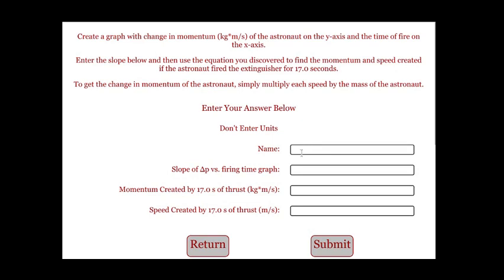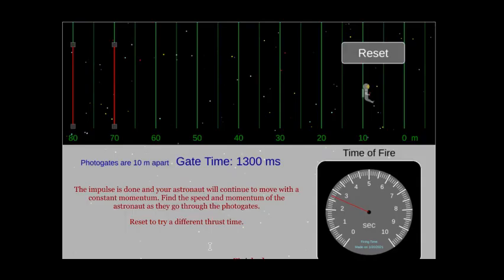But when you enter all this information in, you have to hit submit and get the correct answers. If you don't get the correct answers, you're going to have to start all over, which means you're going to get a new astronaut, new data set, and everything. So make sure you pay attention to all the little details the first time so you don't have to start the lab all over.